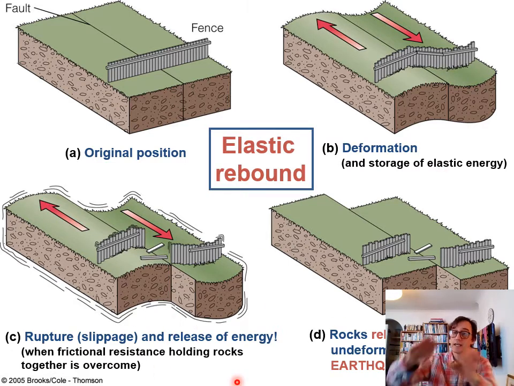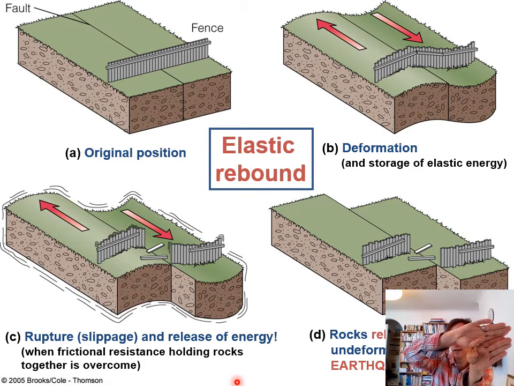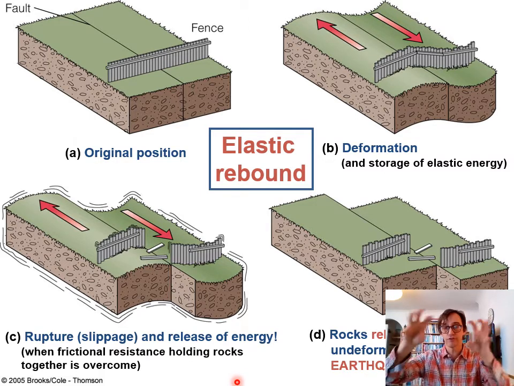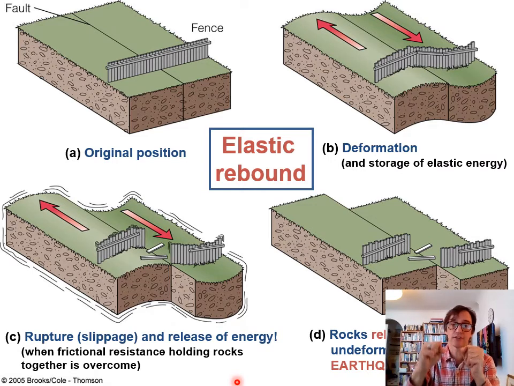Finally, along that fault line, friction is overcome. The amount of strain is too great, and then you have movement along the fault plane, which releases energy. But the most energy is emitted from those two deformed blocks of Earth coming back to their original point. So they're rebounding to their original undeformed shape, and that's when you have a release of energy. So here, see rupture or slippage and release of energy when the frictional resistance holding the rocks together is overcome.